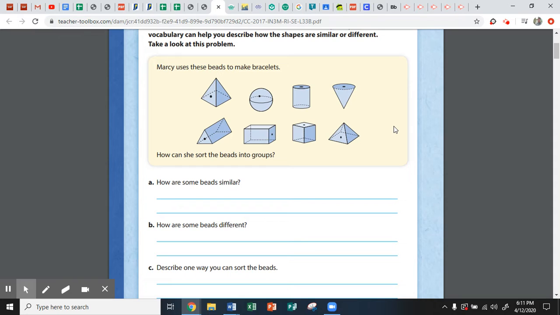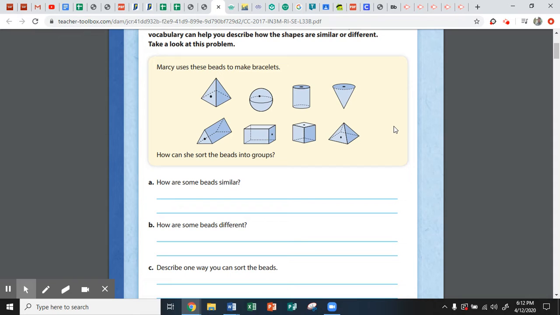So let's look at the first question, A. A says, how are some beads similar? So similar meaning the same. How are some of them similar? Well, you almost have to imagine these three-dimensional shapes in your hand as if you're holding them. If you were holding them, sometimes it makes it a little bit easier. Unfortunately, I don't have any of these shapes with me at this time. So we're just going to have to imagine we're holding these shapes. So how are some of them similar?